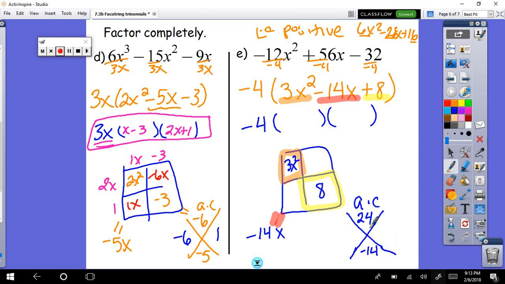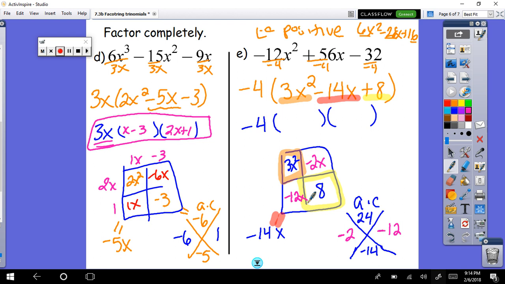So 24, let's see, we got 2 and 12. Yeah, 2 and 12 would work. 6 and 4, but 2 and 12 work, they just both have to be negative, because 2 negatives multiply to a positive still, but then they add up to -14. So -2x and -12x.